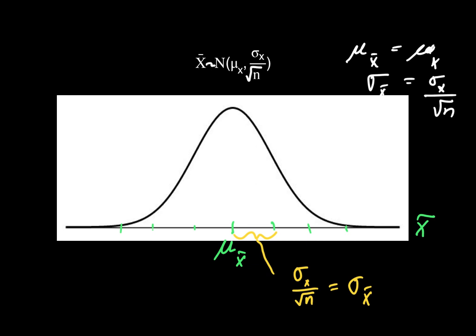How large is large enough? 30. And if it is 30, what does that mean? That means the sampling distribution will be normal.